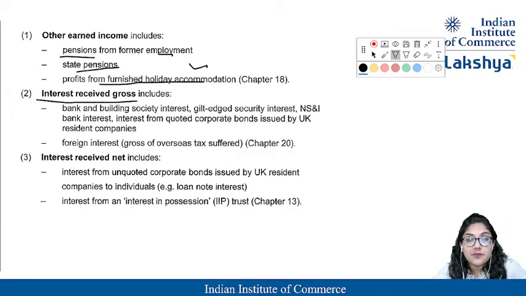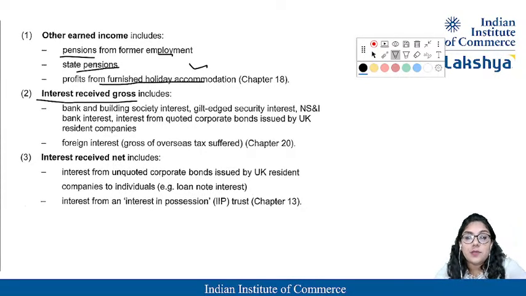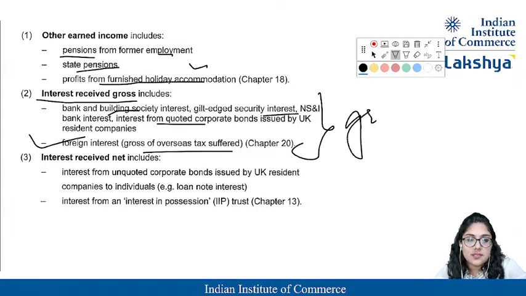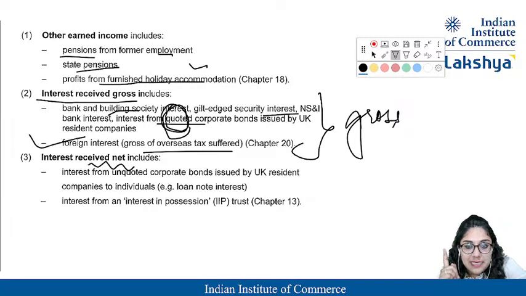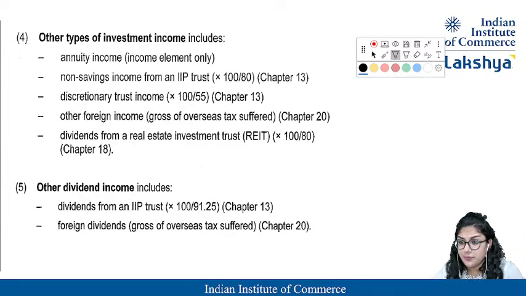Interest received gross. For example, if I have invested somewhere, I'm getting some interest. It could be a building society, some bonds, or any foreign interest. That is also taken care of, but everything is taken at gross, not net. If anything is taken net, let's say over here, if I'm getting interest on quoted corporate bonds, guys, this is the difference. Quoted corporate bonds are gross, but unquoted corporate bonds issued by the UK are net. Then we also have to consider interest in possession, IPB trust. That is also to be taken care of, guys.